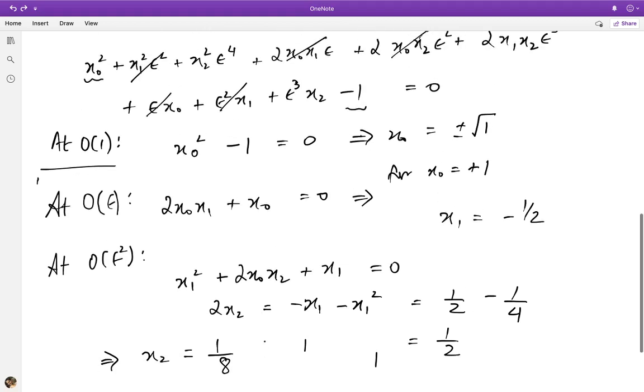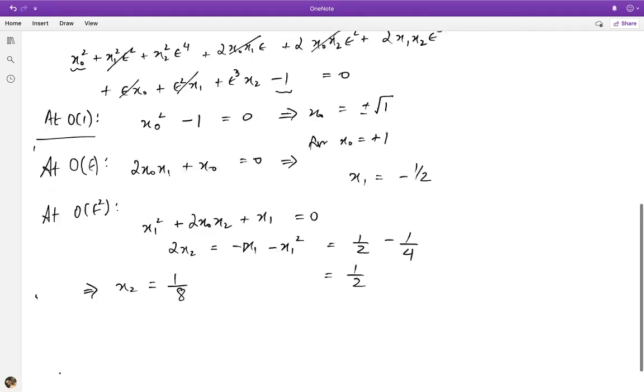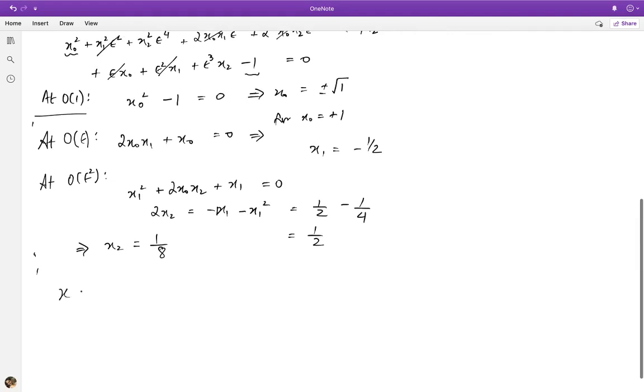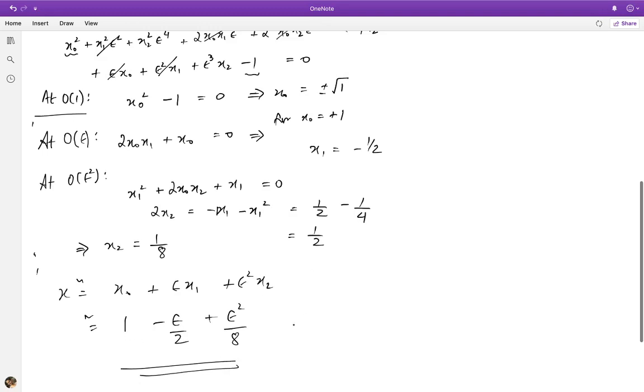Alright, very nice. And so now, if we go back to the original solution and try to write down the full solution, remember x was x0 plus epsilon x1 plus epsilon squared x2 approximately, which is now 1 minus epsilon by 2 plus epsilon squared by 8. This is one possible solution. There's of course the other solution where you take x0 equal to minus 1, and you would get the corresponding expressions for the other terms.